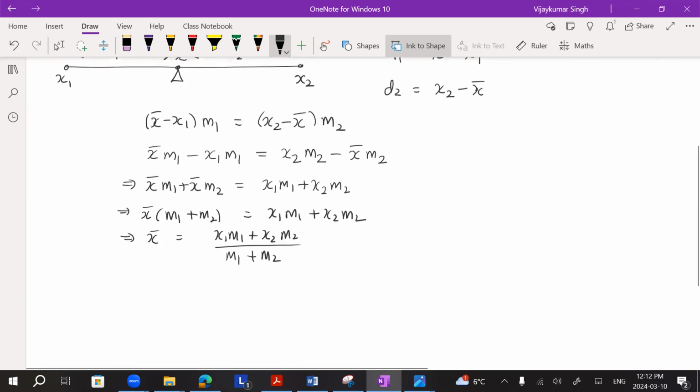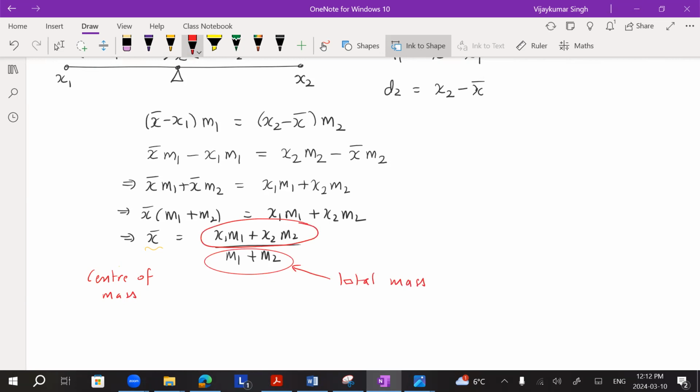So this is your center of mass. Here, m1 plus m2 is called the total mass. And x1 m1 plus x2 m2 is called the moment.